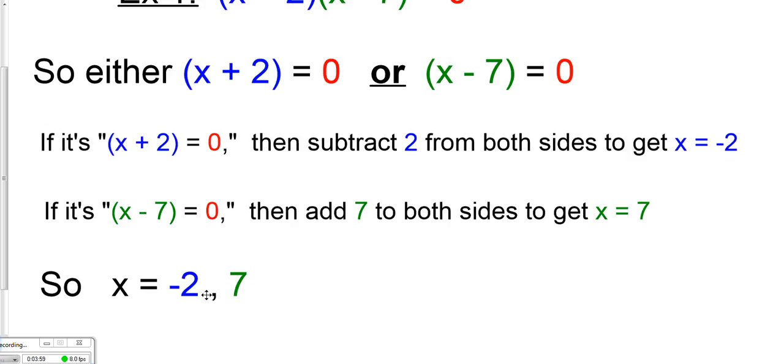Now notice, this comma is not saying 2, 7 like this. If I wrote it this way, this would be telling me this is a point. We're at the point, if I had a graph, negative 2, 7, right there. This is not a point. So we don't actually use those parentheses to say anything. It's just saying your two x values are either negative 2 or 7.